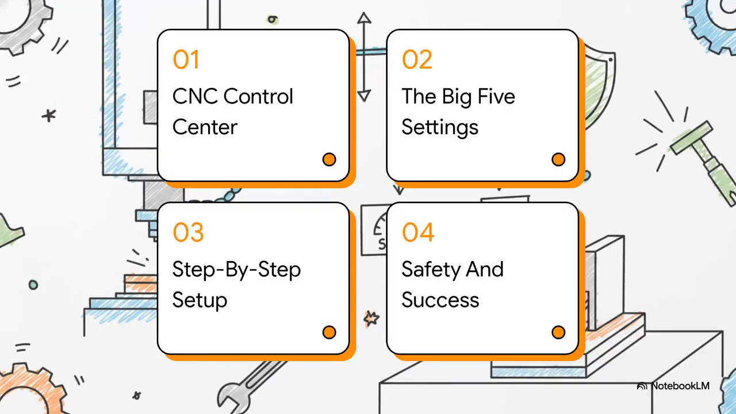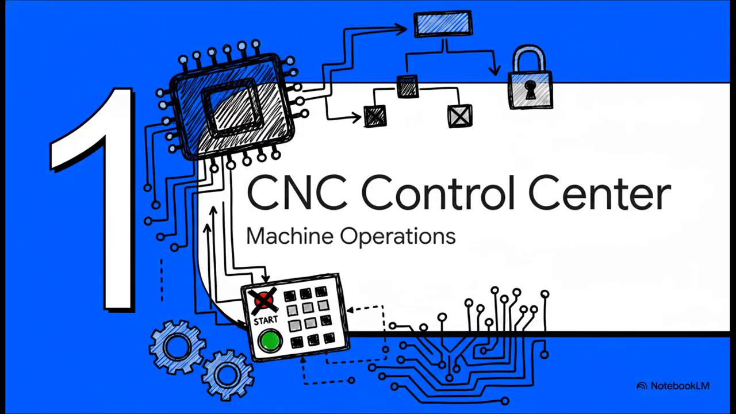Okay, let's dive right into this. Here's our roadmap for the explainer. First up, the CNC Control Center. Second, what I like to call the Big 5 settings. Third, a step-by-step machine setup. And finally, workshop safety and success. So let's kick things off with Section 1, the CNC Control Center.